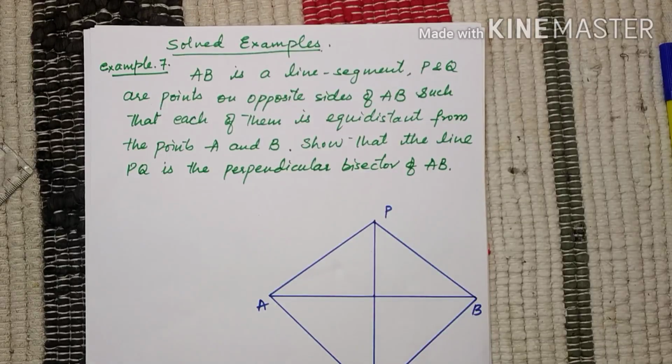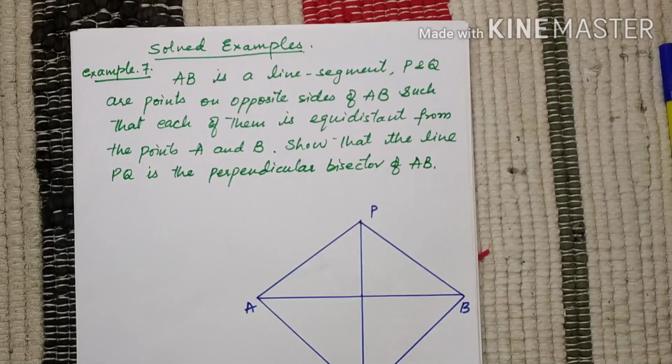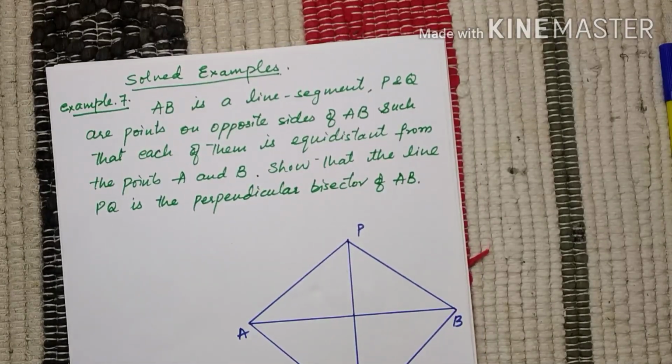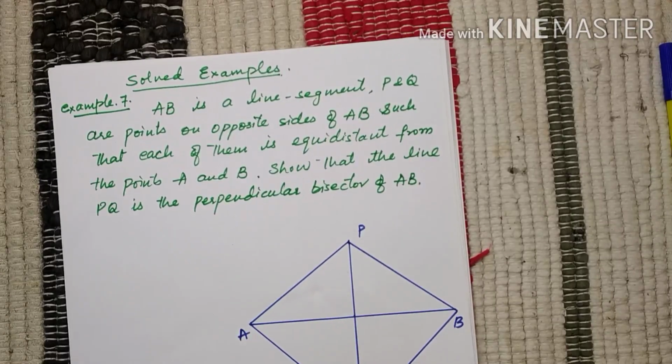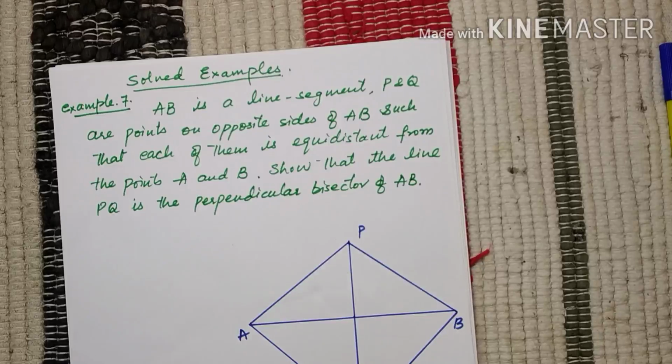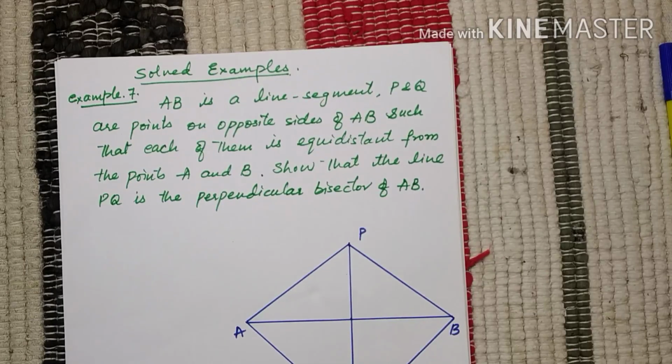Students, we are starting chapter 7, triangles. This is exercise 7.3 and the solved examples before that in these videos. So this first video I have done the solved examples and started with the exercise also 7.3. First question of the exercise 7.3 and the two solved examples are discussed in this video.